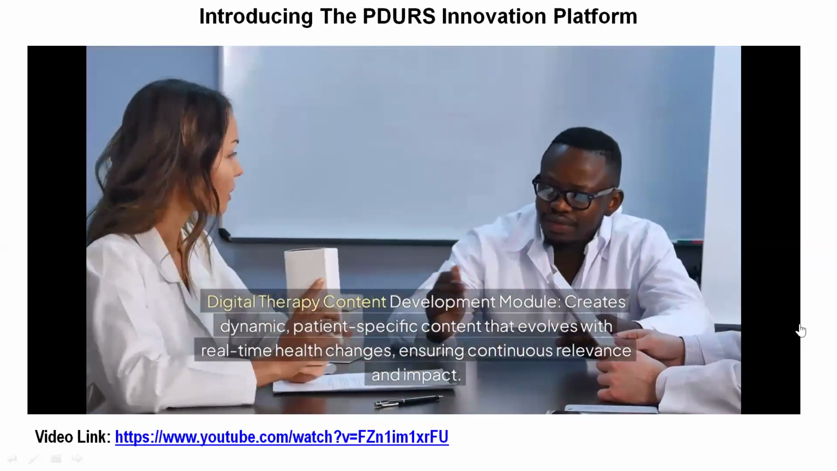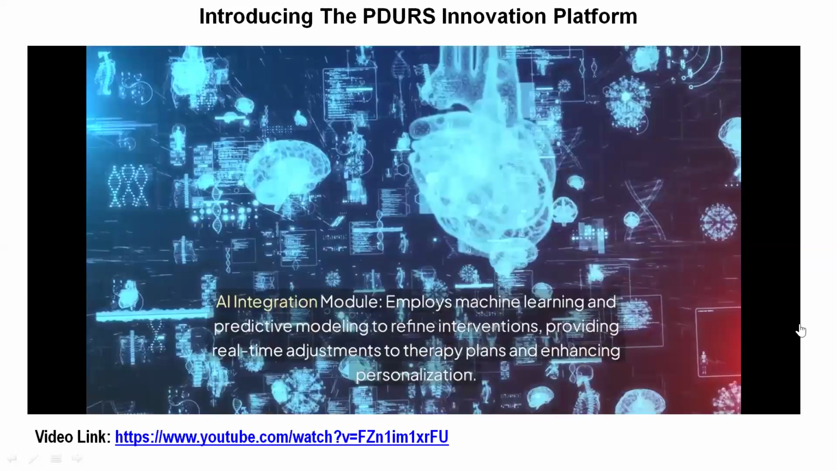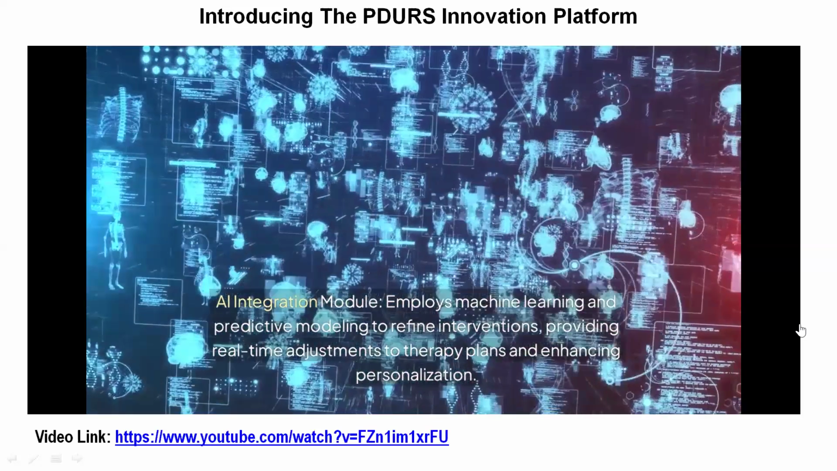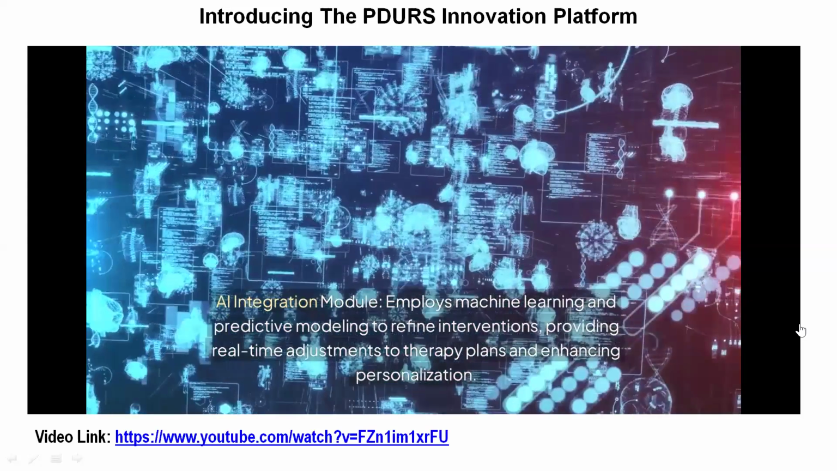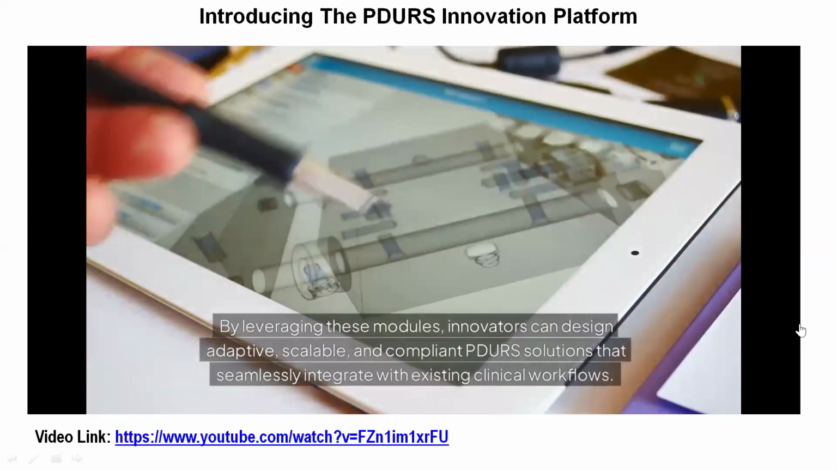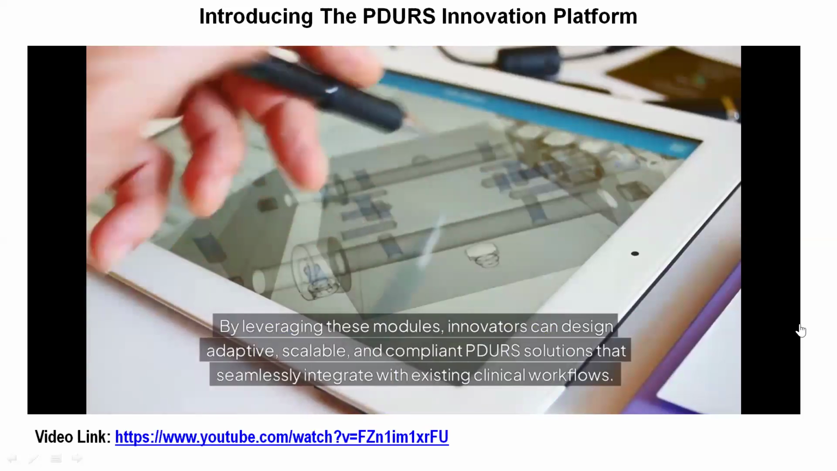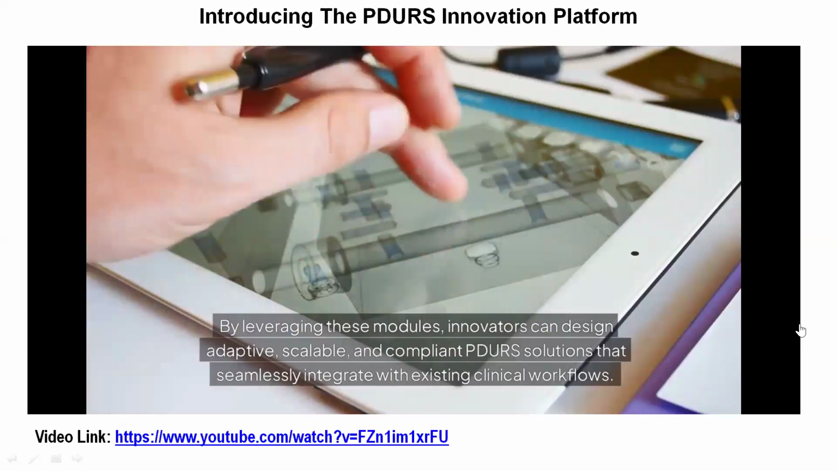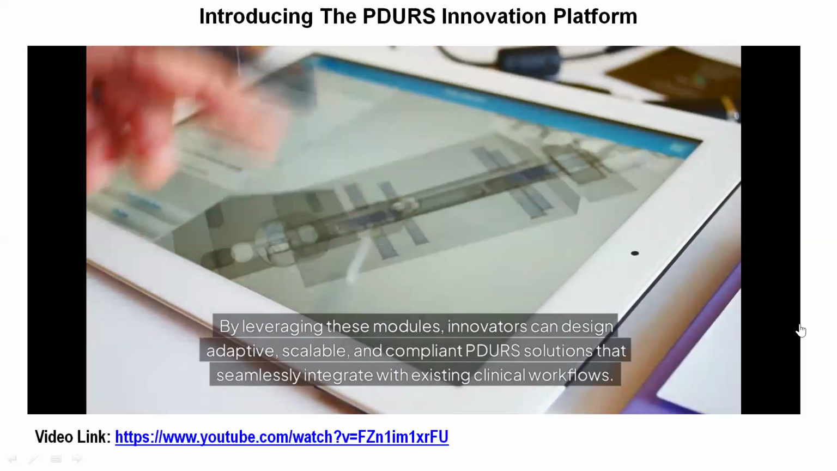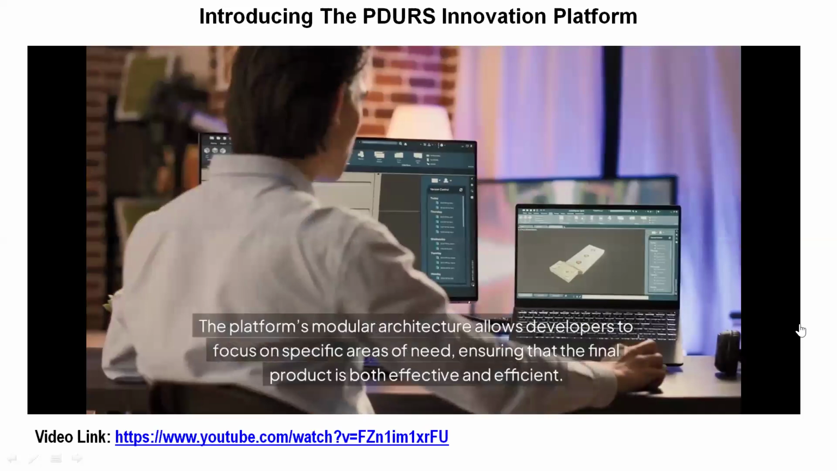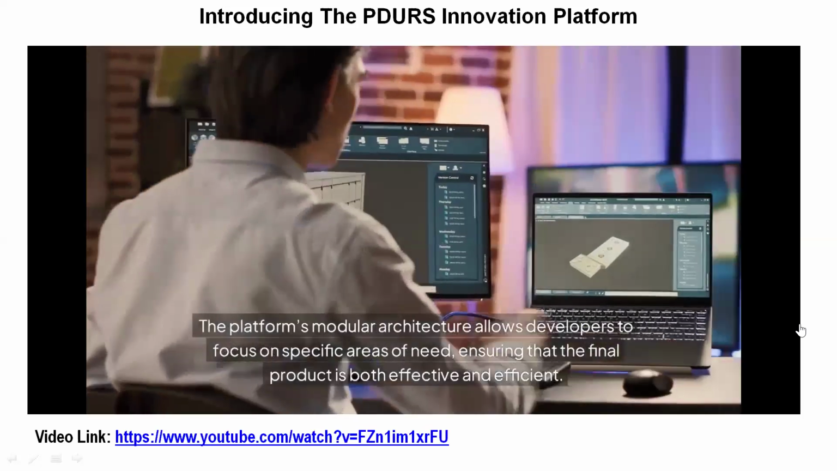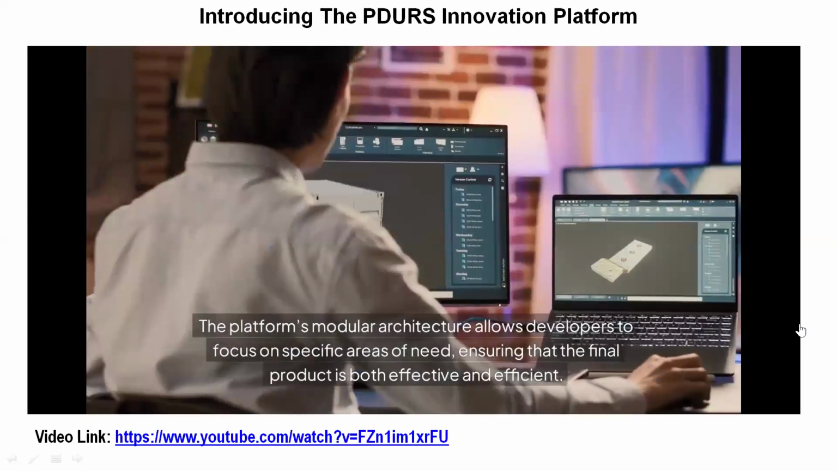The Digital Therapy Content Development Module creates dynamic, patient-specific content that evolves with real-time health changes, ensuring continuous relevance and impact. The AI Integration Module employs machine learning and predictive modeling to refine interventions, providing real-time adjustments to therapy plans and enhancing personalization. By leveraging these modules, innovators can design adaptive, scalable, and compliant PDURS solutions that seamlessly integrate with existing clinical workflows. The platform's modular architecture allows developers to focus on specific areas of need, ensuring that the final product is both effective and efficient.